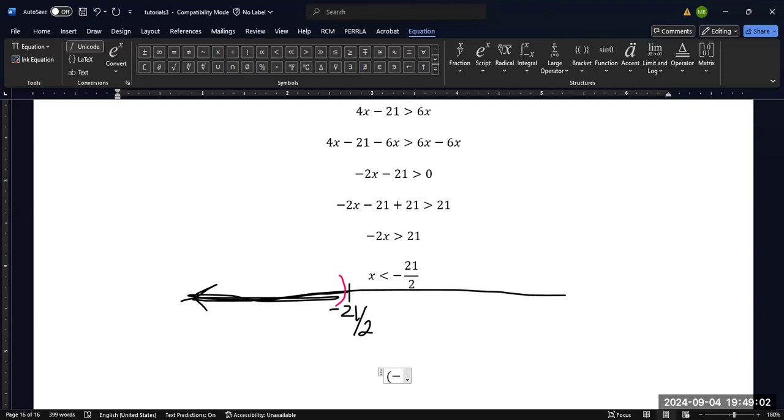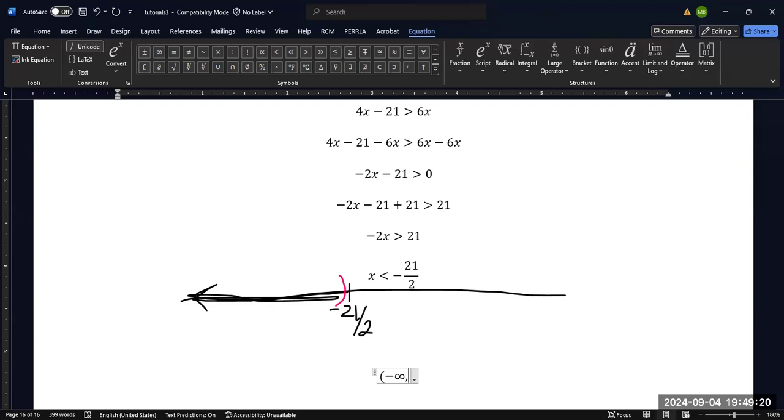Negative infinity is never going to get a square bracket, never ever, because infinity is not a number. It is like a direction. You're going forever. You're not ever getting there. So it can't ever be included in the interval.